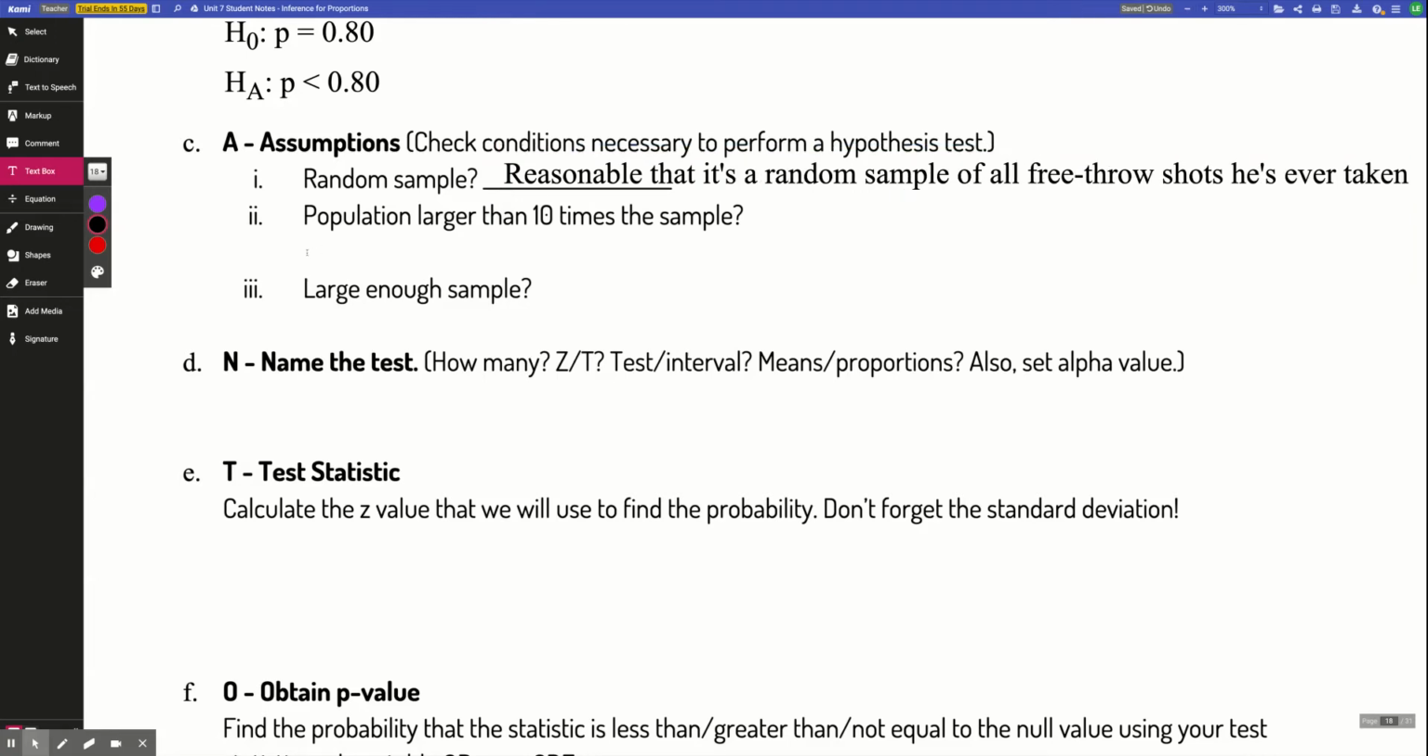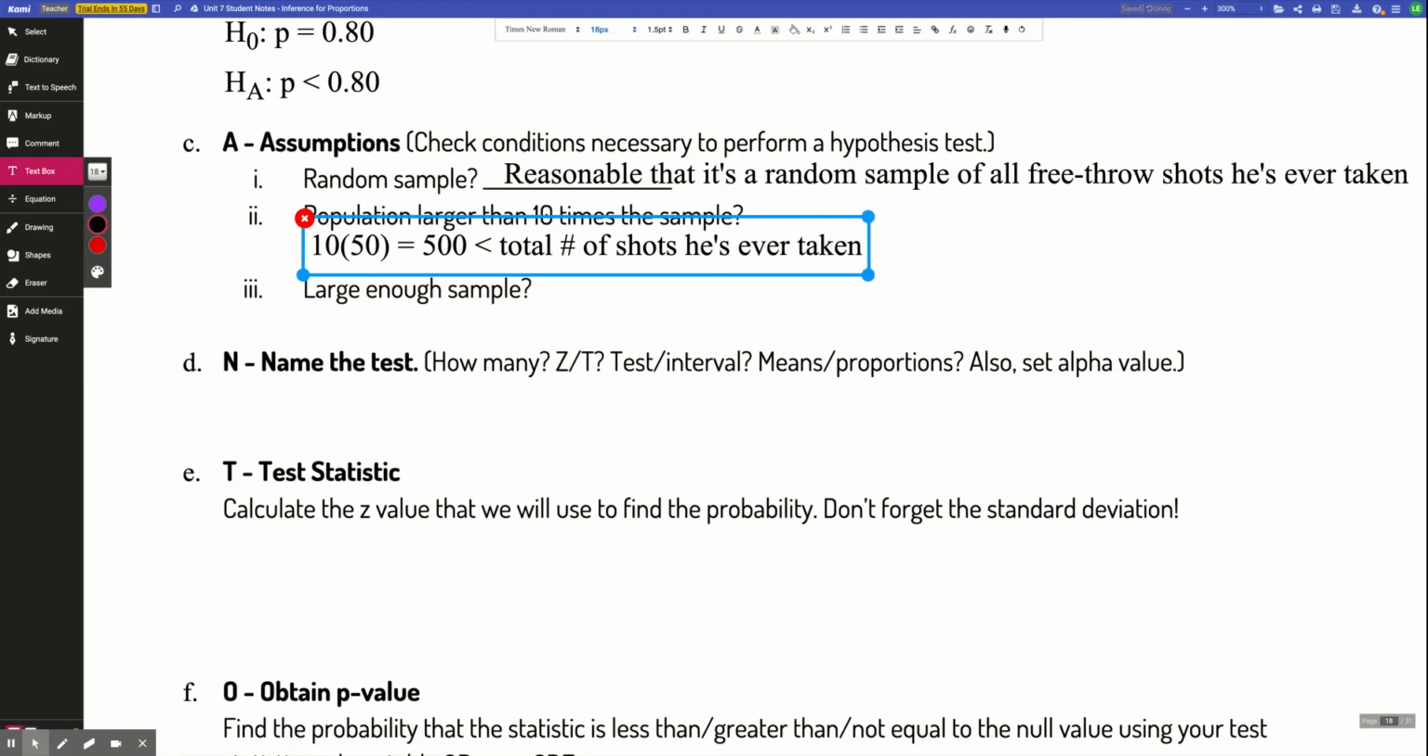Okay. Second, is the population larger than 10 times the sample, right? So what I'm going to do is do 10 times the sample size, and he took 50 shots. That's 500, which is definitely less than the total number of shots he's ever taken, right? Definitely. Okay. And then lastly, you have to check your success fail / large count.